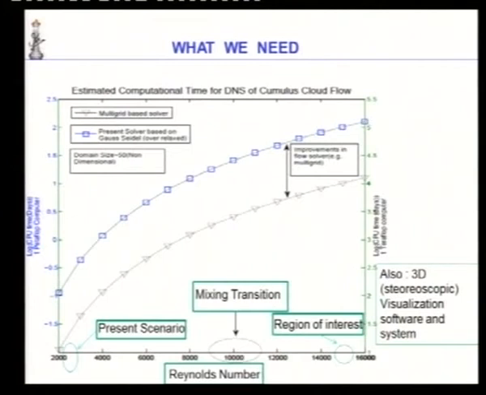Suppose you wanted to do a very meaningful simulation, DNS, without introducing any models. You would like to do it at a much higher Reynolds number. If you go back, there is actually a mixing transition in these flows around 10,000. I would love to be able to do it somewhere here, 15,000. How much time do you need? It depends on what kind of computer you have.